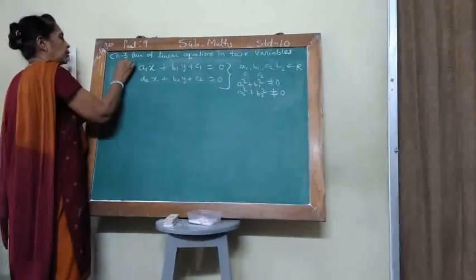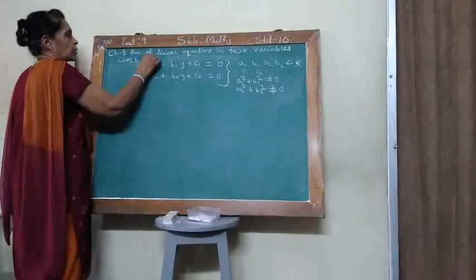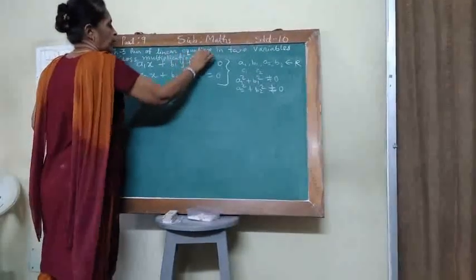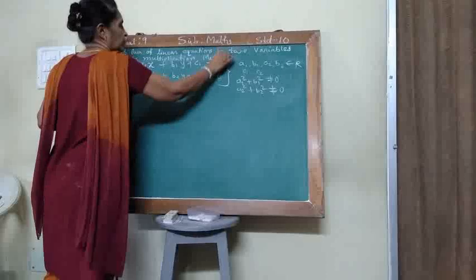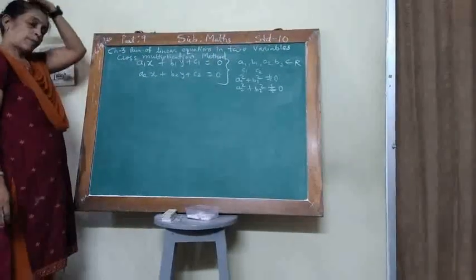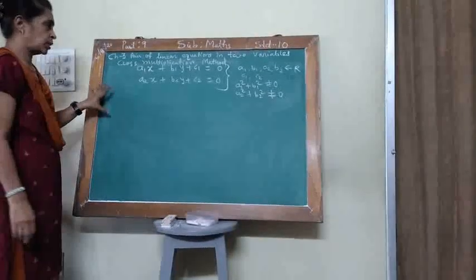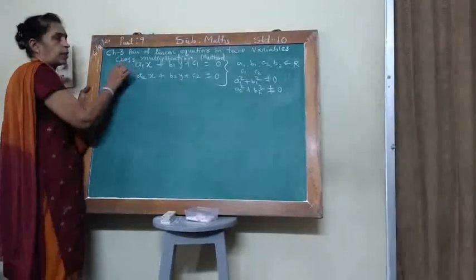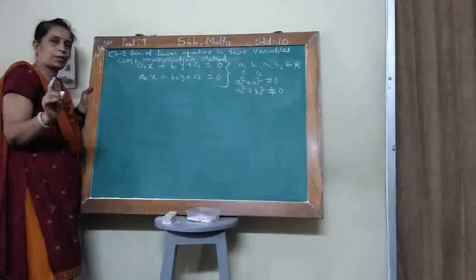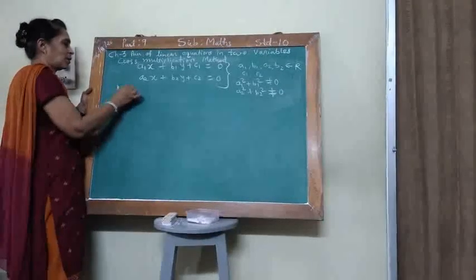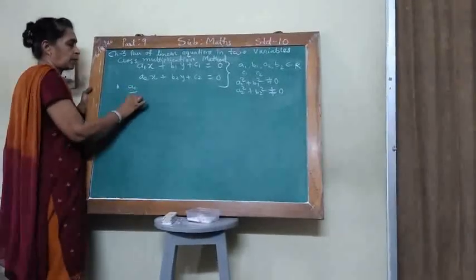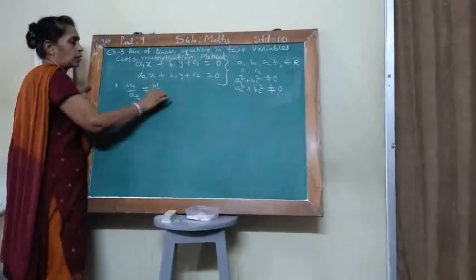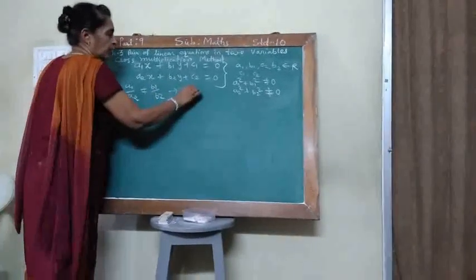And the method I want to explain, what is the name? Cross multiplication method. Now see how I obtain x and y in a general way. This method is only applicable for a unique solution. Unique solution means what? In part 1 I have explained, if the ratio a1 upon a2 and b1 upon b2 are not equal, then you get which solution? Unique solution.